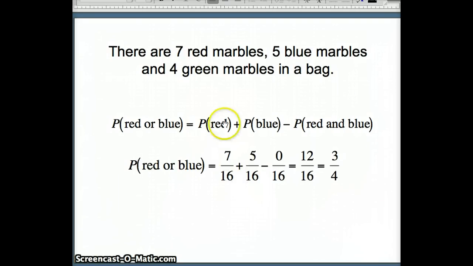Well, as you can see, red we have 7 out of 16. Blue we have 5 out of 16. Red and blue, 0. No marble is both red and blue. So adding those together, we get 12 out of 16, which reduces to 3/4. So this is an example of a mutually exclusive set of events. A marble cannot be both red and blue at the same time. There is no overlap. So we don't need to concern ourselves with this part because it's going to go to zero.